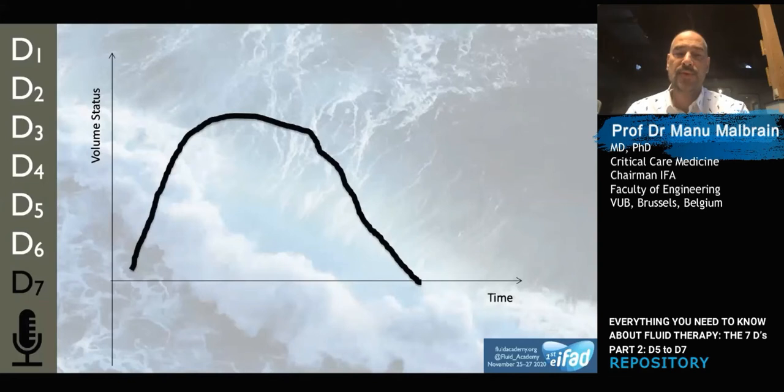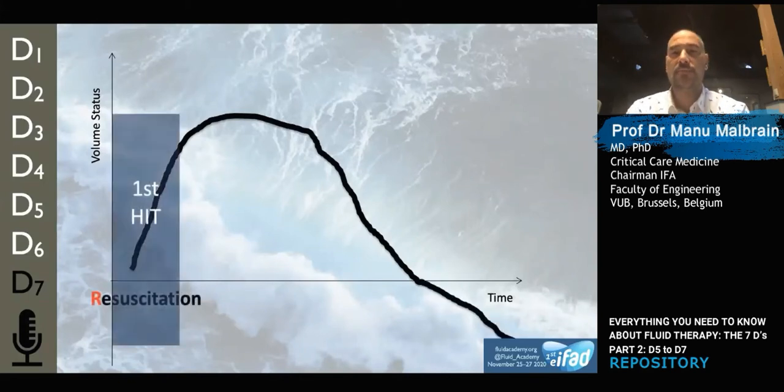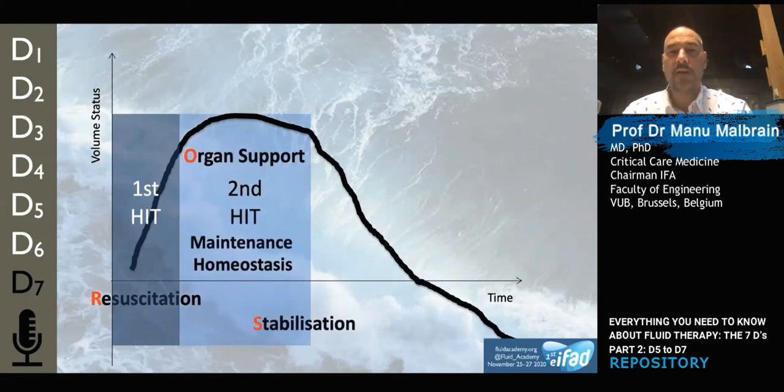So within the first minutes and hours of shock, fluid balance should be positive. After the first hit, whether it being trauma, sepsis, burns, pancreatitis, fluids must be given, saves lives, and fluid balance should be positive. Then comes the second hit, which is related to ischemia reperfusion, and it's all about organ support and maintenance of homeostasis and stabilization. So this is to support and save the organs.